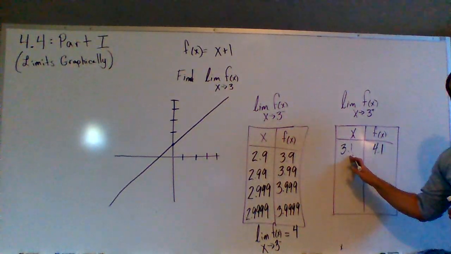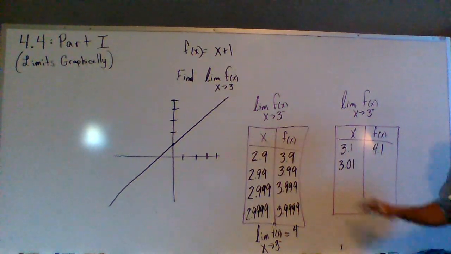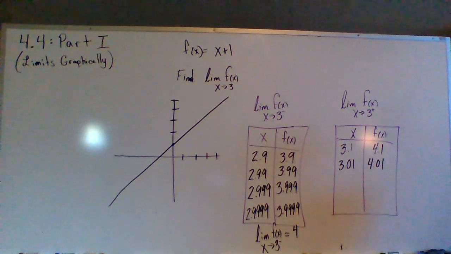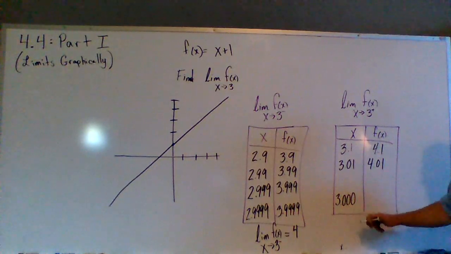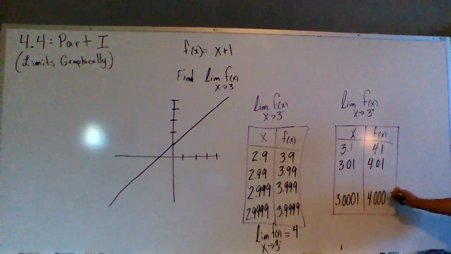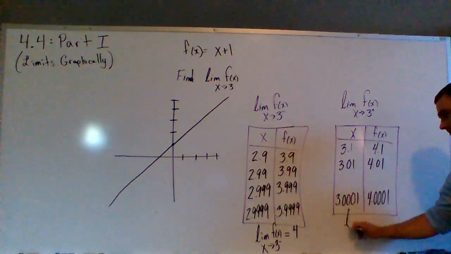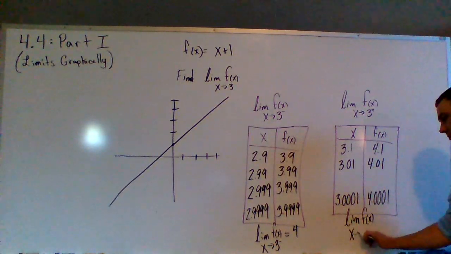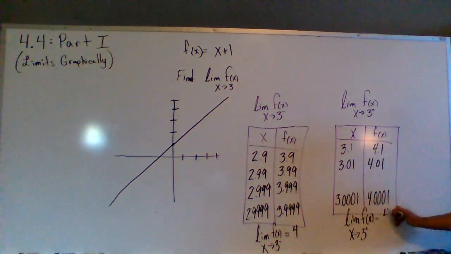Okay, a number that would be even closer to 3, though, wouldn't that be like 3.01? Plug that in my function. I get even closer to 4. Okay? I can even plug in like 3.0001. I'm going to get out 4.0001. Okay, so really all I'm trying to say here is that the limit of f of x as x approaches 3 from the right is going to equal 4.